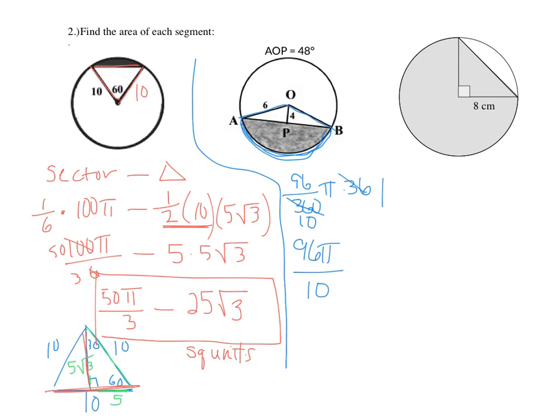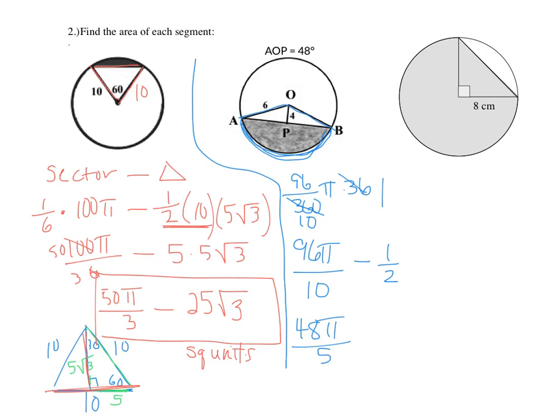We can divide everything by 2, and that gives us 48 pi over 5. And that is the area of the sector. Then we need to subtract the area of that triangle. So I'm just going to put it here, minus 1/2 the base times the height. And the height in this case is 4.